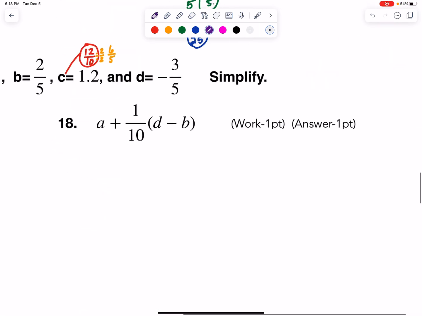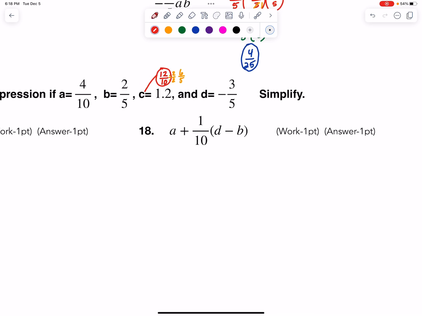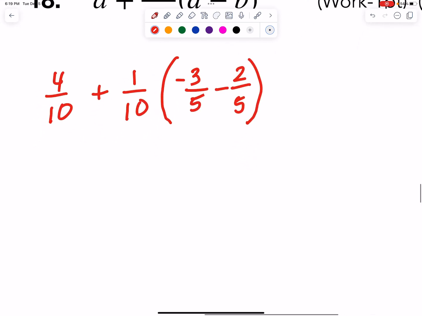All right, and then the last one is 18. Again, let's analyze the problem a little bit here. It just makes life a little easier. We know that we're going to be doing d minus b first. So d is in fifths, b is in fifths, so that works out well. And then we'll figure out the rest as we go here. So d is a negative 3/5 minus b is 2/5. All right, and then I have my 1/10 out here. That can't be simplified at all. And then plus a is 4/10. We might as well just leave it 4/10 for right now, unless we can always simplify it or change it later. Okay, so let's start with that and go ahead and crank through this.